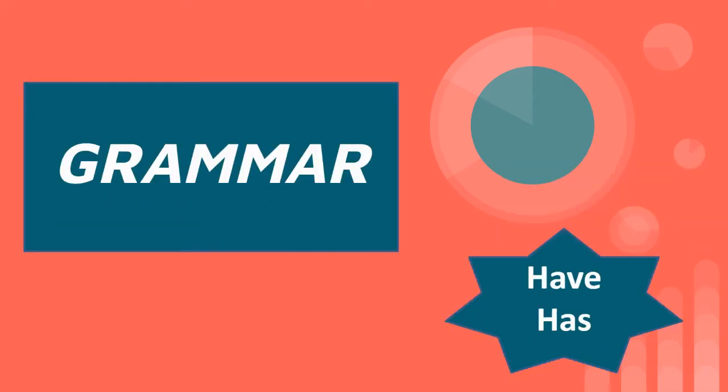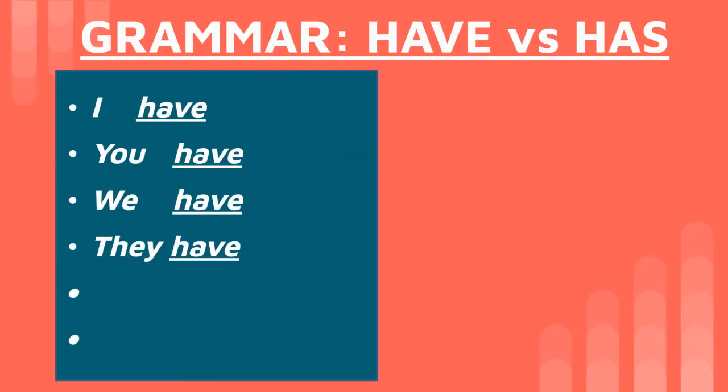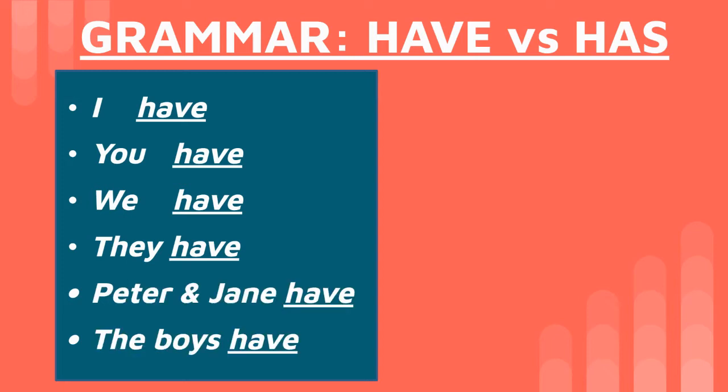Okay, now here's the grammar that we need to remember when we're using have and has. And this is when we use have in the present simple tense. I have, you have, we have, they have. Peter and Jane have, the boys have. So you see Peter and Jane are two people and the boys are many people. So they're plural. So when we're using plural subjects in the present simple tense, we use have.